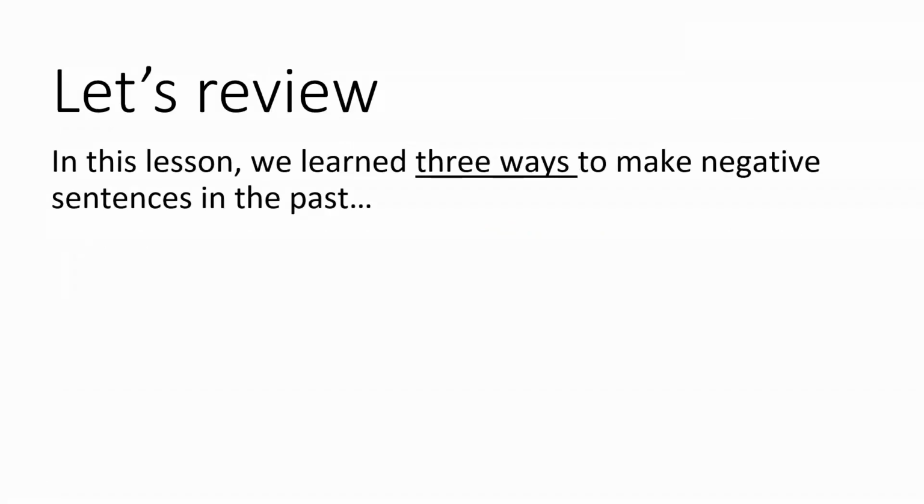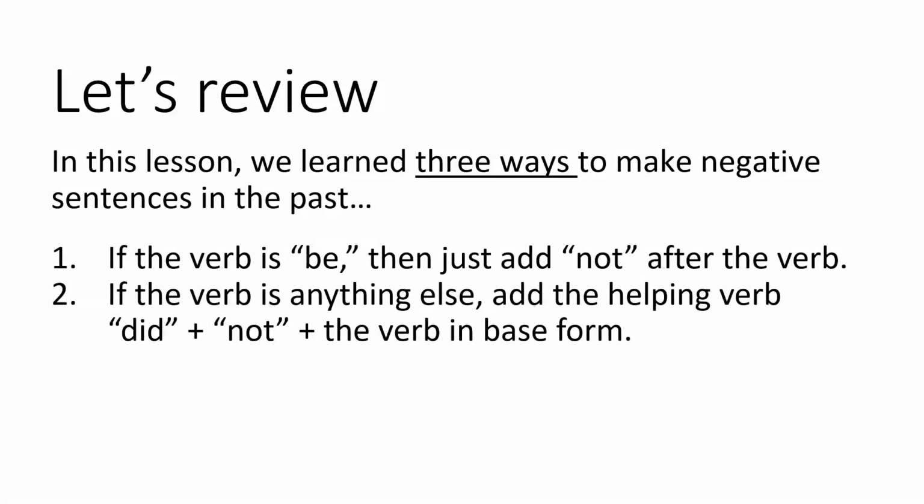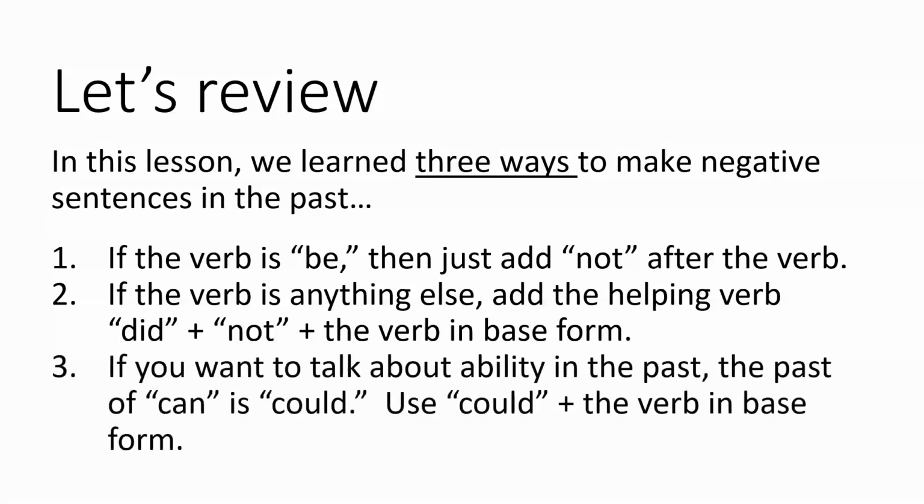So we've learned a lot in this lesson. Let's do a quick review before we finish. In this lesson, we learned 3 ways to make negative sentences in the past. If the verb is be, then just add not after the verb. If the verb is anything else that's not the verb be, add the helping verb did plus not plus the verb in the base form. And number 3, if you want to talk about ability in the past, the past of can is could. So use could plus the verb in the base form.